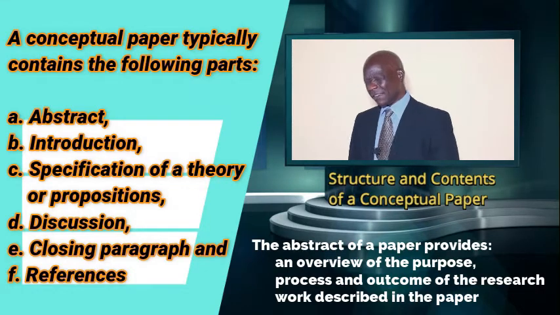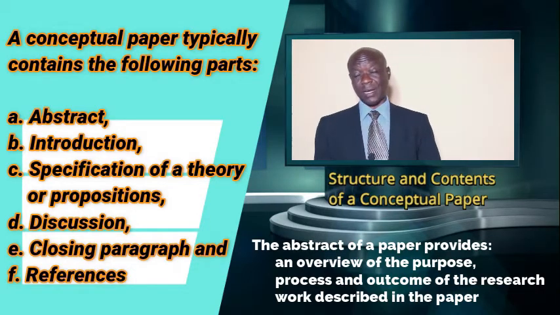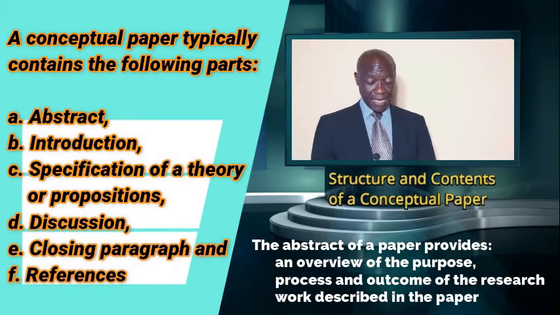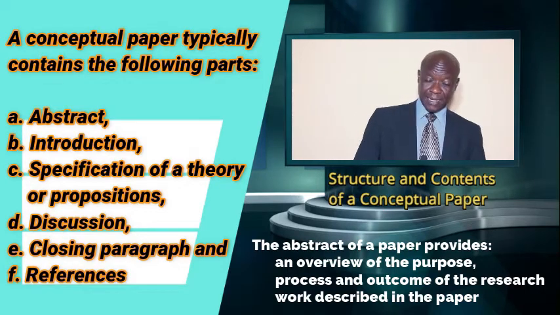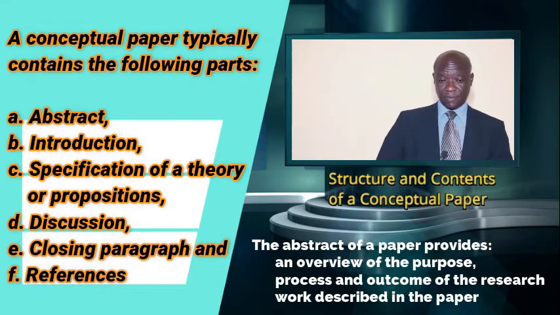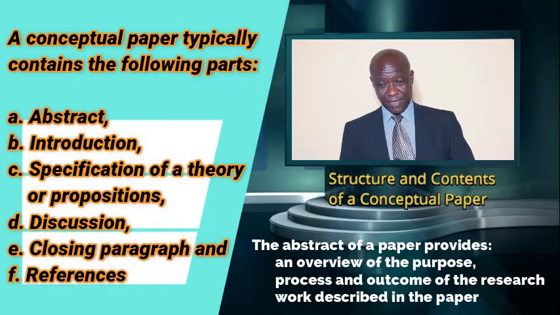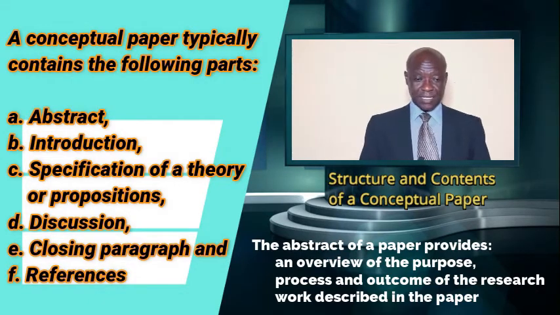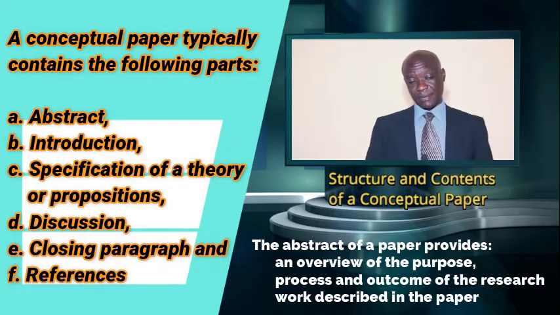And sometimes you may even think that there's no connection between the abstract and the main paper, but it is always there, and you must always produce that abstract. Now, in a printed research paper, the abstract is provided immediately below the paper title and the author details, and before the main text of the paper.